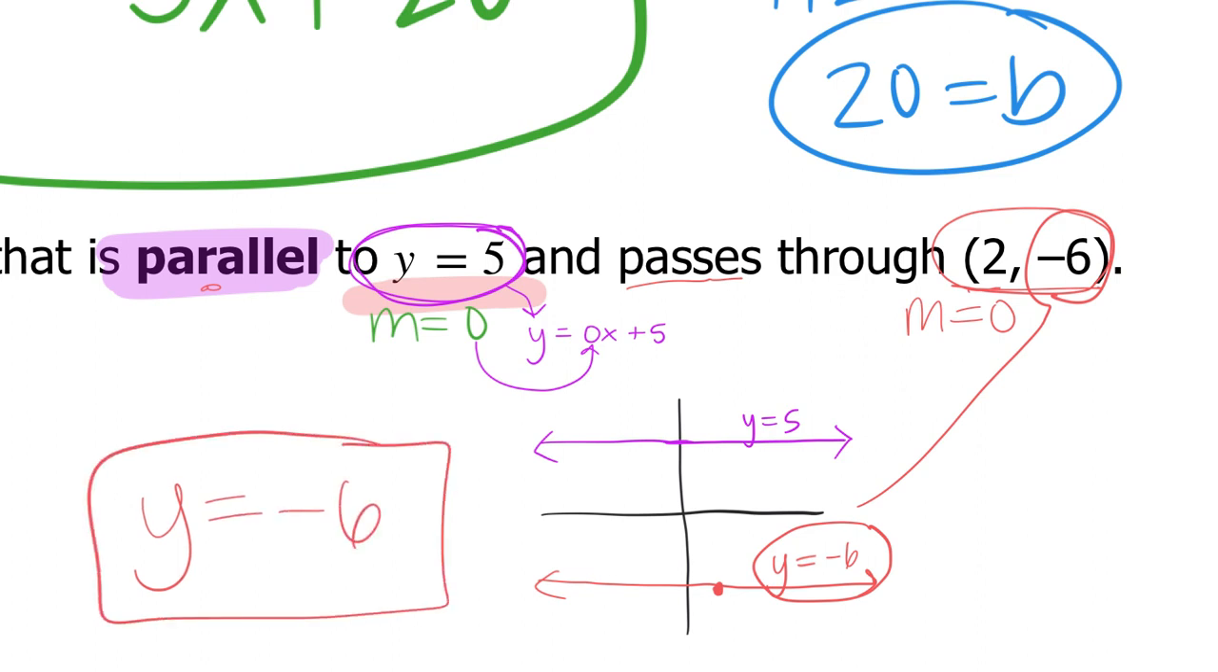If you are given a horizontal line or even a vertical line, sometimes the best thing to do is just draw a picture, and then you can see that line would be there. A parallel line would have to look like this, which means it's just going to be y equals negative 6.